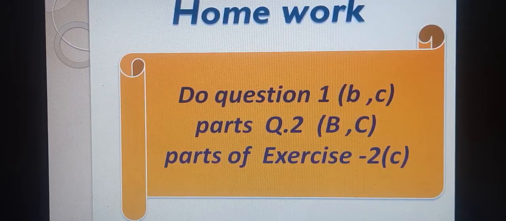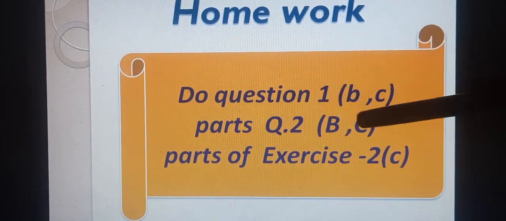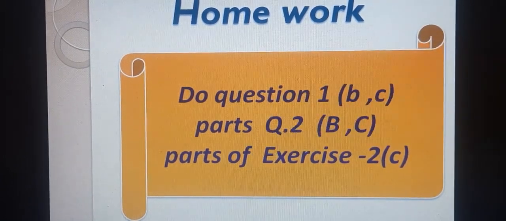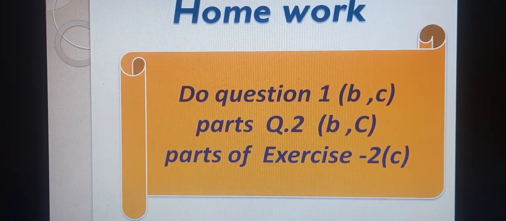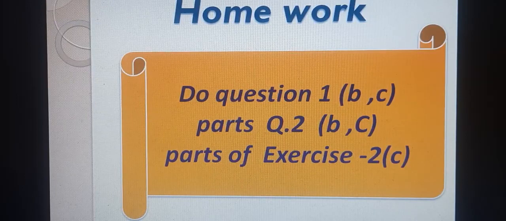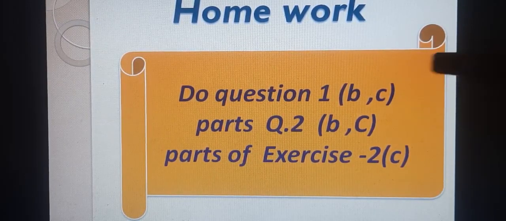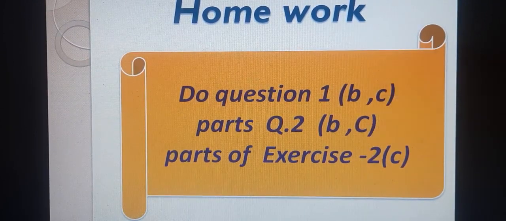Now it's time to take homework. Your homework is do question 1 B and C parts, question 2 B and C parts of exercise 2C. Question 1 A part and question 2 A part we have done in this lecture. The questions are given in the book as fill-ups, but you have to solve these first in your practice notebook, and after that you can write down the answer in the space provided in your book. Okay?